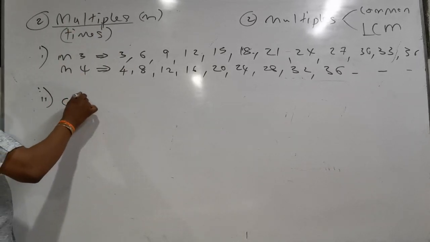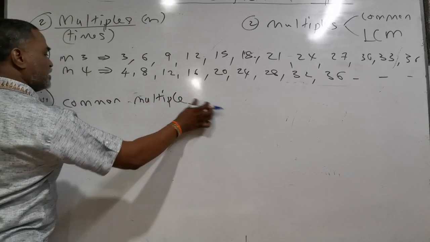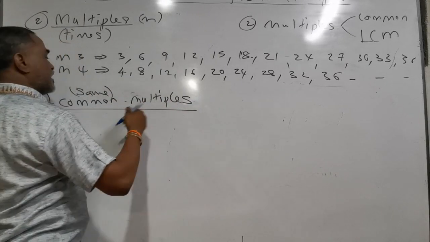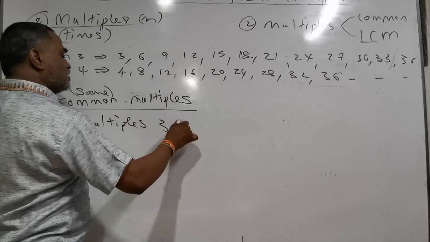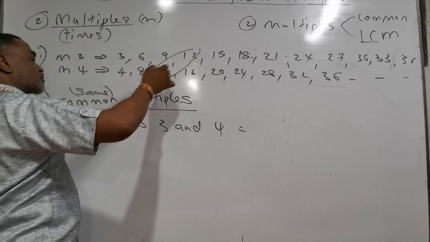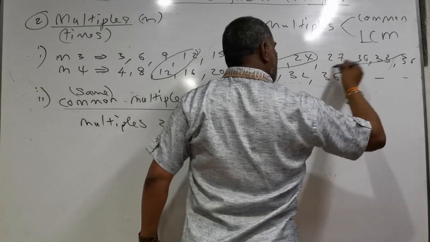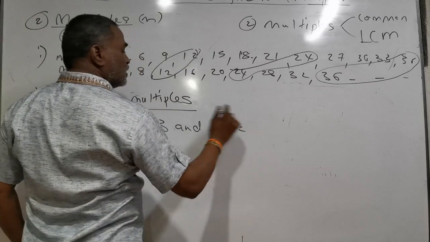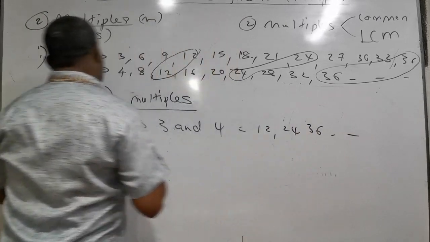Second, you must know the common multiples. Common multiples means which is the same. Whenever we say common, it means same. So whenever we say common multiples, it is which is the same between the multiples of 3 and 4, which is the same among these. That is called common multiples: 12, 24, 36 and so on. So common multiples of 3 and 4 are 12, 24, 36 and so on. This is a way to find common multiples.